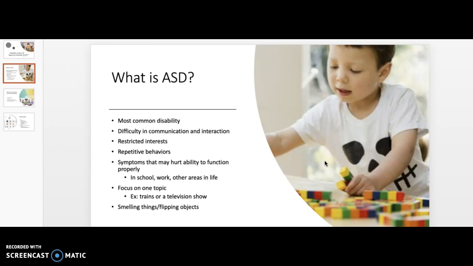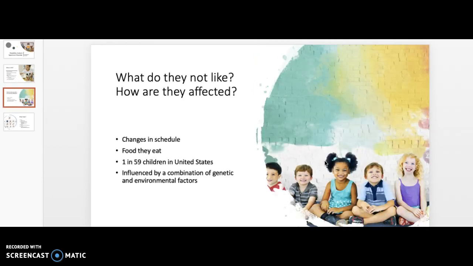People with autism tend to focus on one topic, such as trends or a television show. They have behaviors that they do over and over again, like smelling things and flipping objects. They may not like changes in their schedule or in the food they eat.